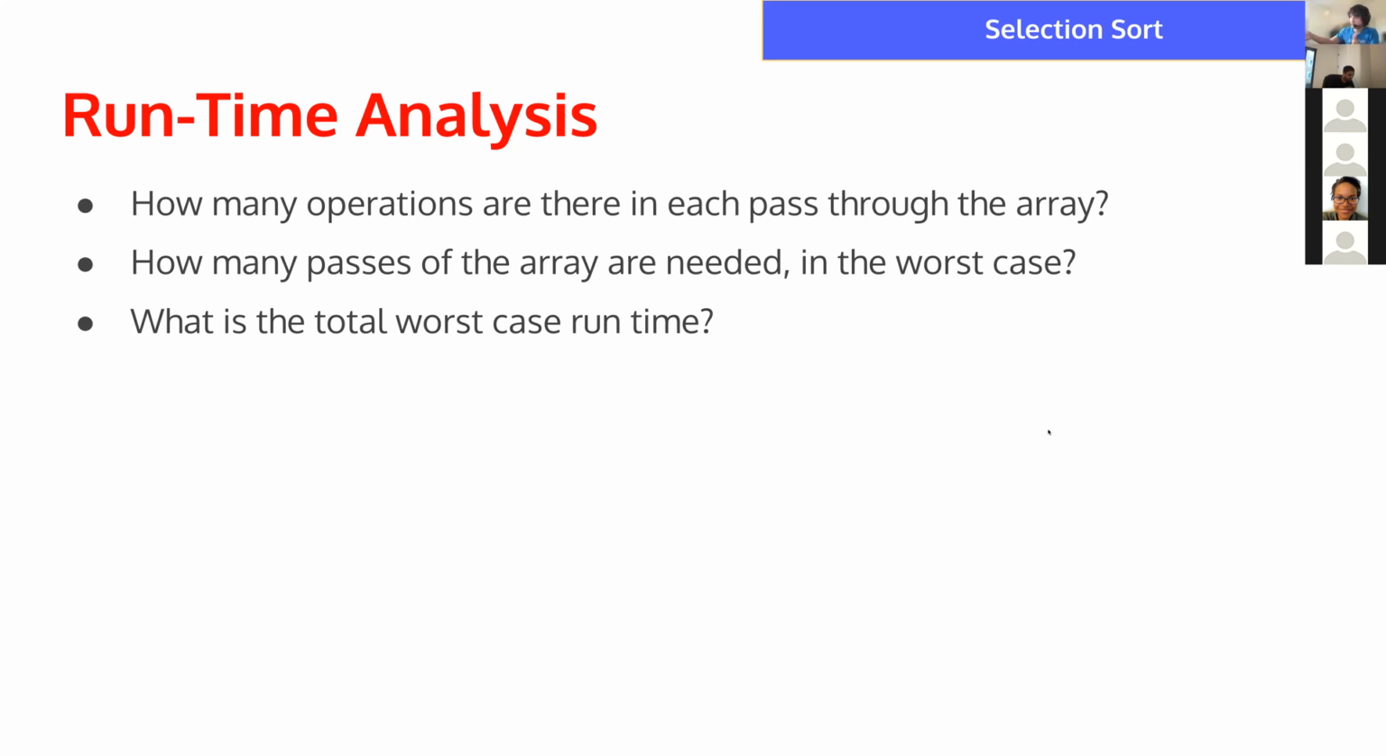Then in the second run, we'll have to look through n minus 1, then n minus 2, then n minus 3, and all the way to the end. Now, how many passes of the array are needed? We're basically going to have to do that for every position in the array. So there's going to be n there. So go ahead and go to the next slide.